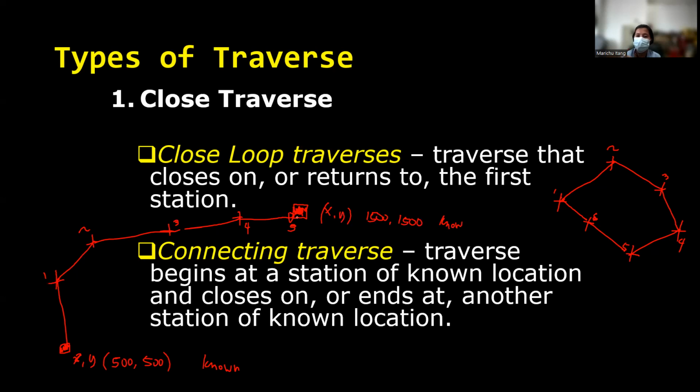So as long as it starts with a known and ends with another known, its traverse also becomes closed, even if it does not return to the start. Anyway, if we are going to connect these two, we can create another line since our first point here and our point here are known. So as long as it ends with a known point, then that is considered a closed traverse. Okay?